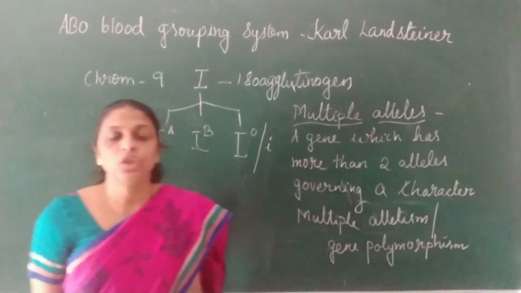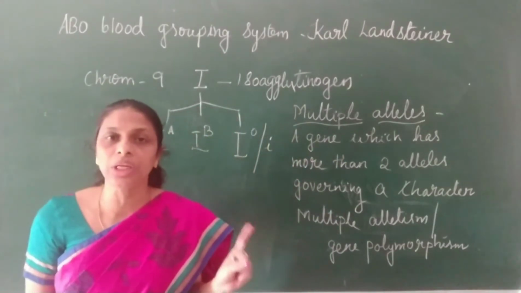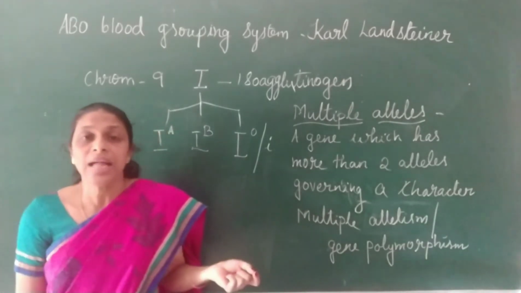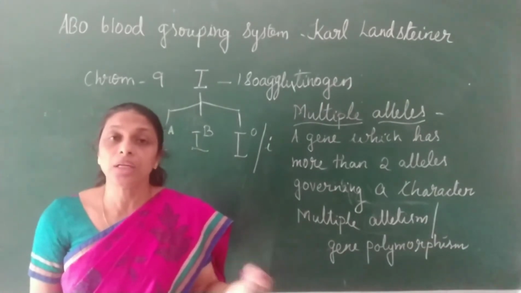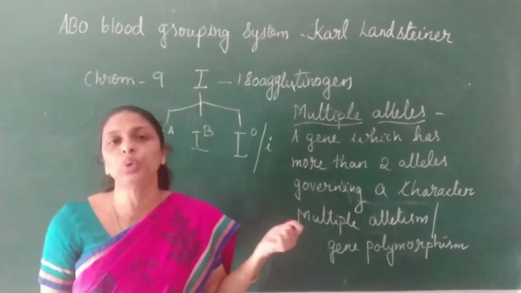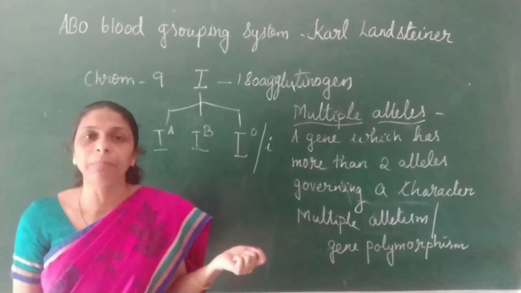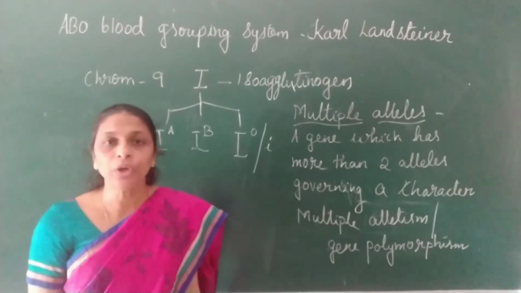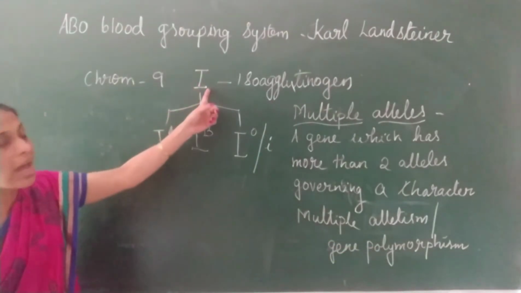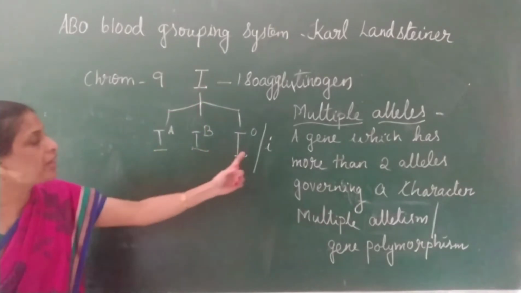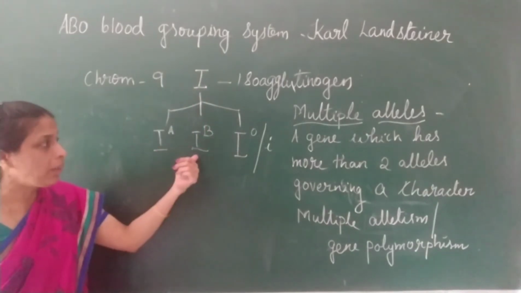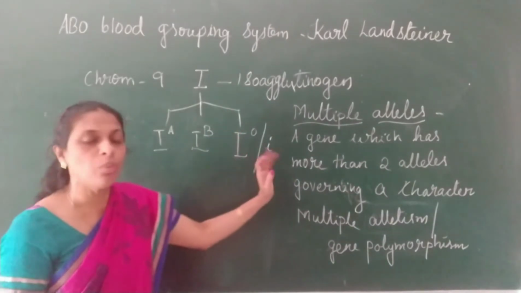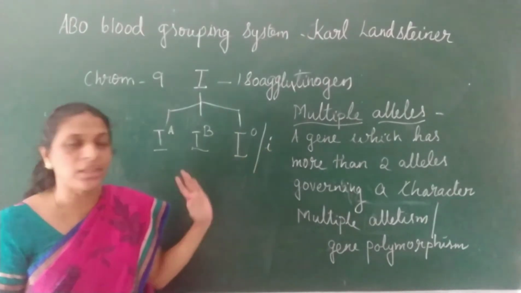Hope you got it. So what are multiple alleles? A single gene having more than 2 alleles. They are called multiple alleles, and this phenomenon where a gene has more than 2 alleles is called multiple allelism or gene polymorphism. So a single gene I has 3 different alleles: IA, IB and IO. It can be written as IO or small letter i. Whichever you write, that is correct.